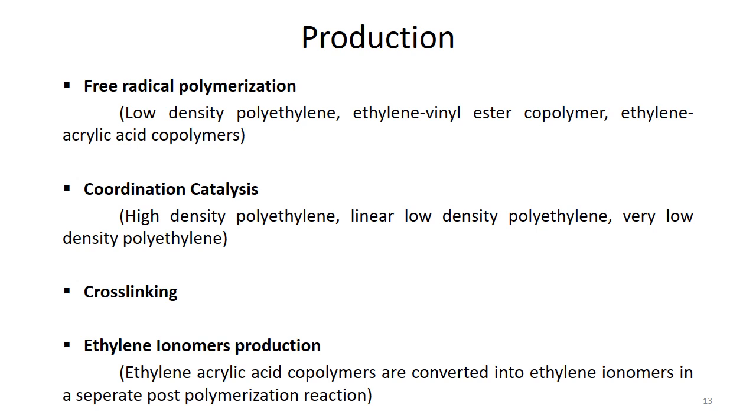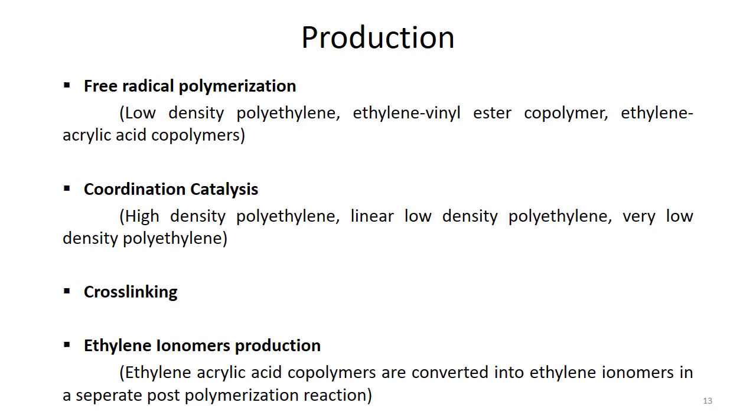Okay, coming to the main part of this lecture, that is the production of polyethylene. We can make polyethylene resin using 2 basic types of chain growth reaction. One of them is free radical polymerization, and the other one is coordination catalysis. We use free radical polymerization to make low density polyethylenes, ethylene vinyl ester copolymers, and ethylene acrylic acid type of polymer. And we can make ethylene ionomers from these ethylene acrylic acid type of copolymers.